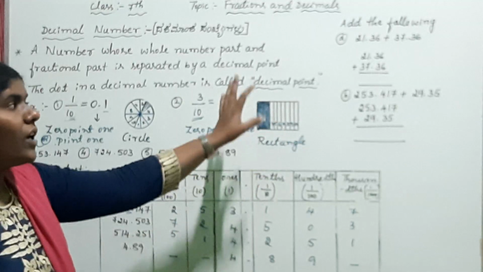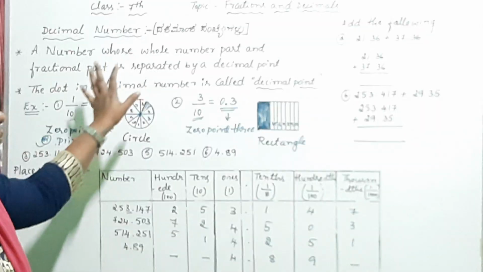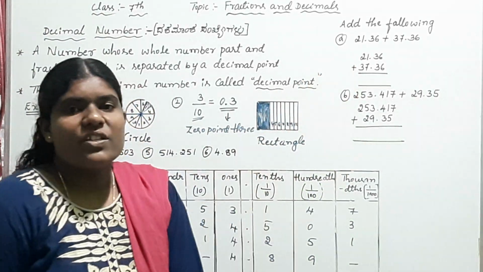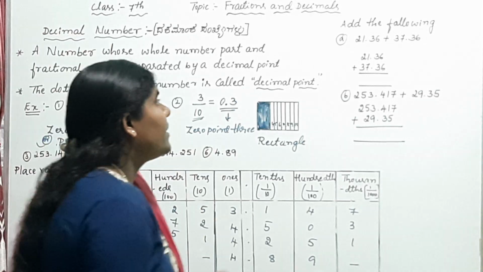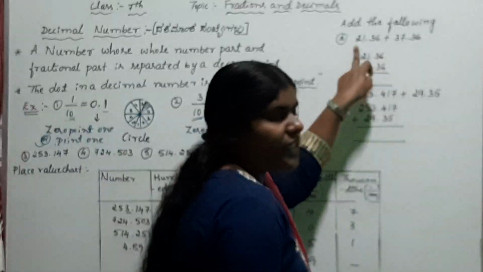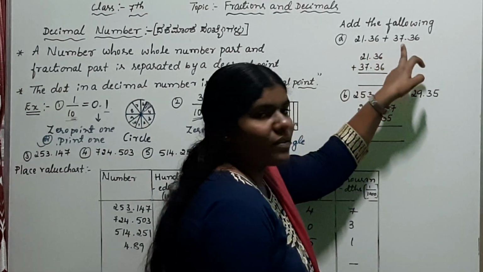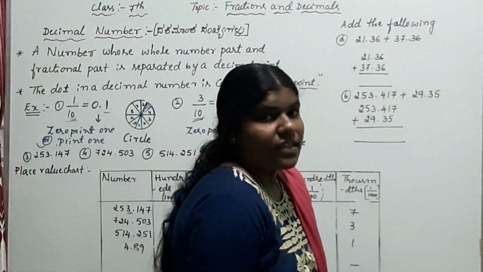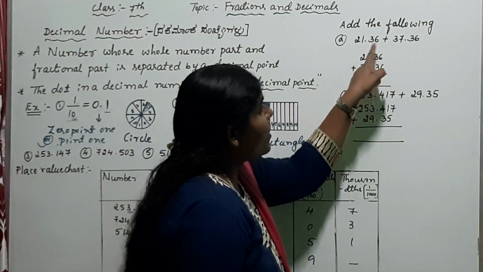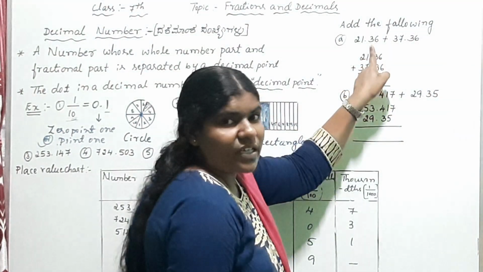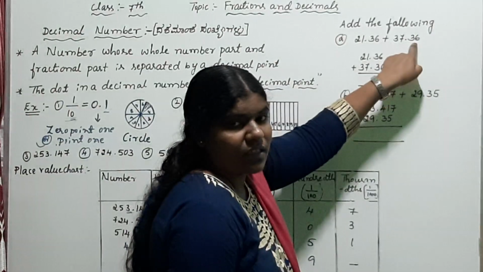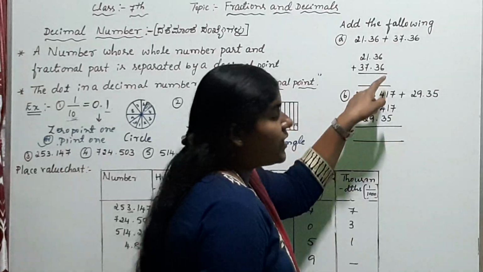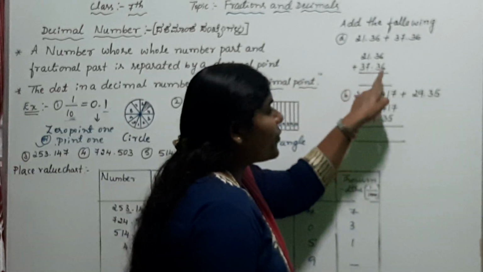Next, moving on to how to add decimal numbers. Now you see, addition, in the sense which mathematical operation? You use plus, you add. Here I will consider one example, 21.36 plus 37.36. Now you see, children, here after the decimal how many numbers are present? 2 numbers, and here also 2 numbers.